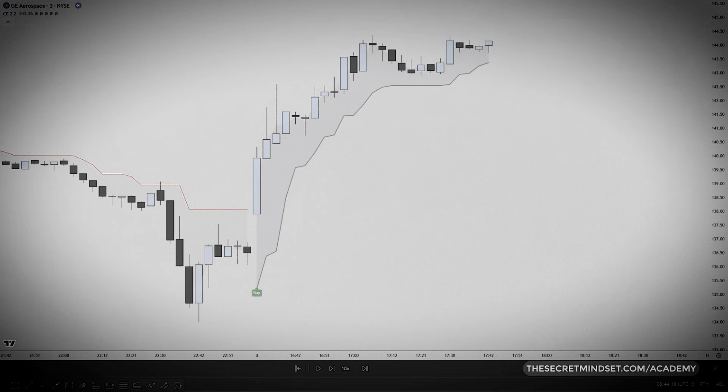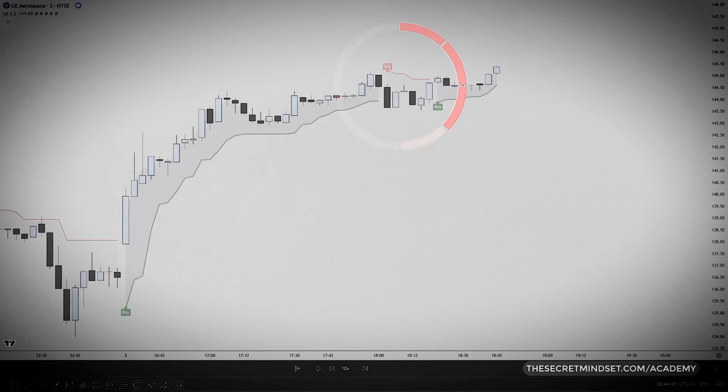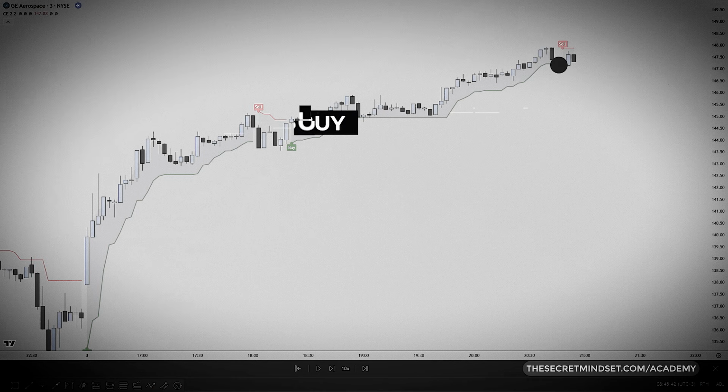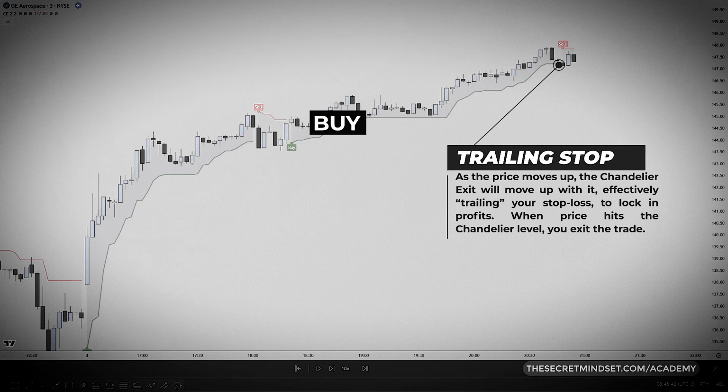Here's a basic setup for a long trade. You identify a market that's in a clear uptrend and looks poised to continue. You wait for a pullback or consolidation, and then look for a bullish entry signal, like a breakout or a bullish candlestick pattern. Once you're in the trade, you place your stop loss at the current chandelier exit level. As the price moves up, the chandelier exit will move up with it, effectively trailing your stop loss to lock in profits. If the price hits the chandelier level, you exit the trade. It's a simple but effective way to let your winners run, while also protecting your downside.